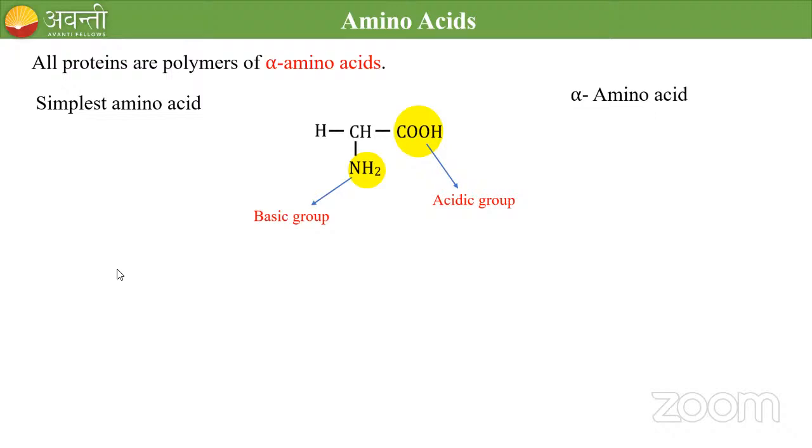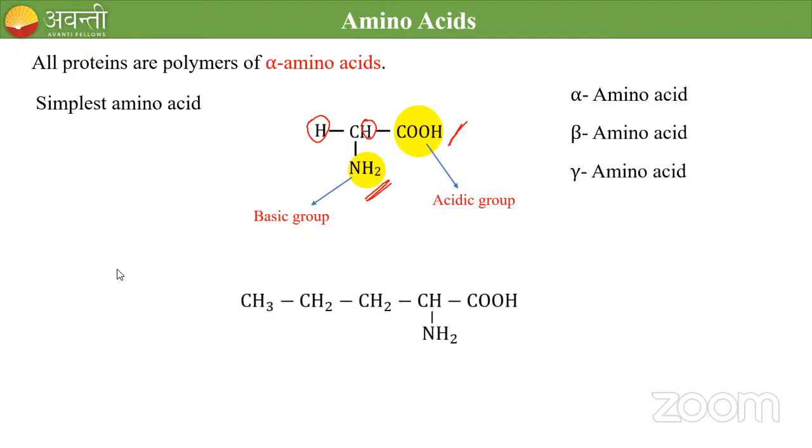The simplest amino acid is given to you on the screen. This is the formula for the simplest amino acid, and this is a glycine molecule. We have a carbon attached with two hydrogens, one NH2 group and one COOH group. You all know that COOH is an acidic group and NH2 is a basic group, right? We have different types of amino acids: alpha, beta, and gamma amino acids.